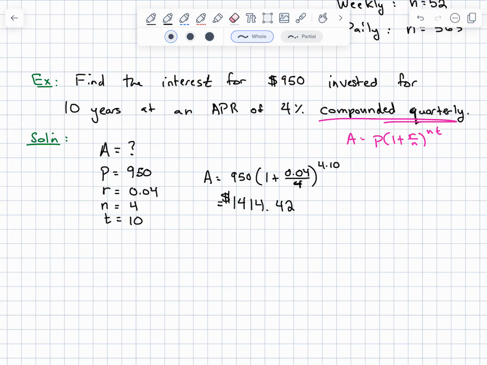So we have to put that into our calculator. Yes. So you should get $1,414.42. If you're not getting that, what's up? Parentheses 1 plus 0.04. So this is multiplied, right? There's a multiplication right here. So it's 950 times parentheses 1 plus 0.04 divided by 4, and then end parentheses.